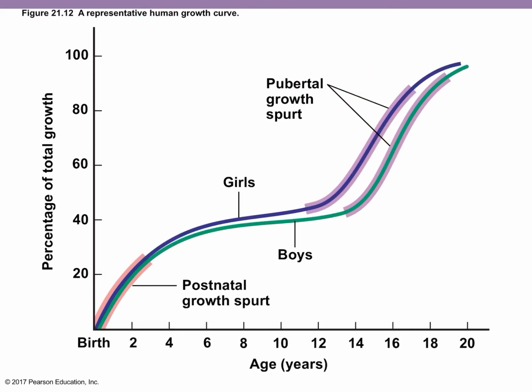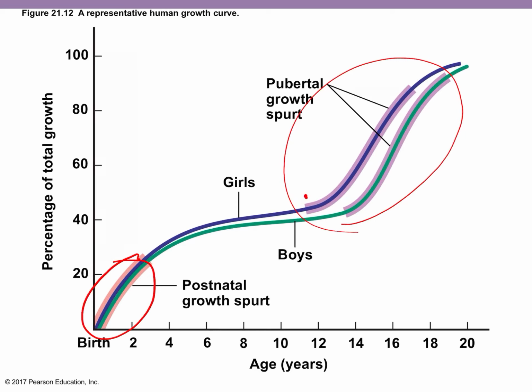Okay, so let's take a look at our human growth curve. We have a very big spurt of growth in the first 2 years of life, and then it kind of evens out, and then we have a second big spurt of growth during puberty. We can see that girls and boys are slightly different. For girls, the growth spurt sort of begins around 11, and for boys, it begins around 13. Obviously, this is just an average, so different people can start their growth spurt at different ages. But this is what we generally see.